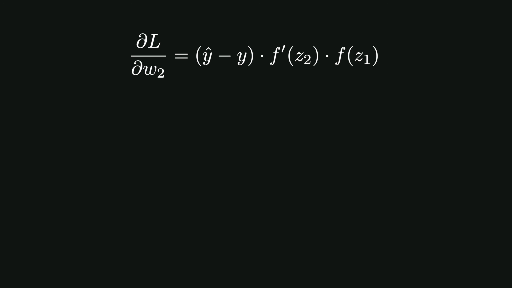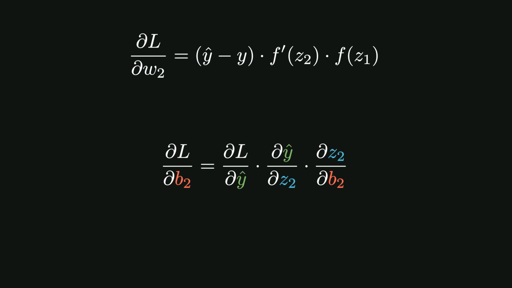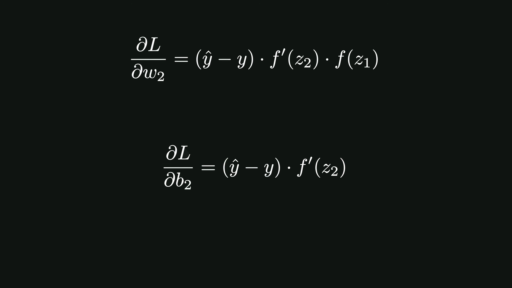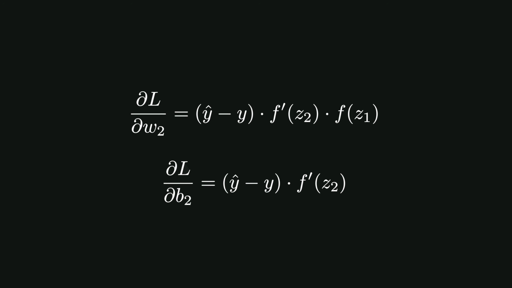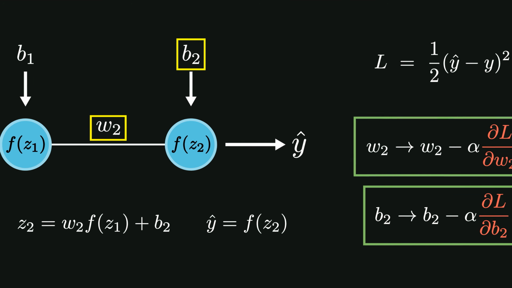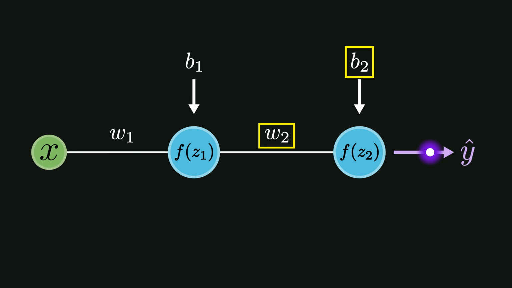The logic for the partial derivative with respect to B2 is almost the same. The only difference is that, in this case, the last derivative term is 1, since B2 appears directly in Z2. Once the derivatives are calculated, we can plug them into the update equation to get the final values for W2 and B2. Let's highlight this update in purple in the animation, so it's clear and easy to follow.